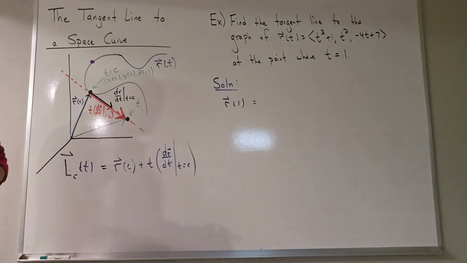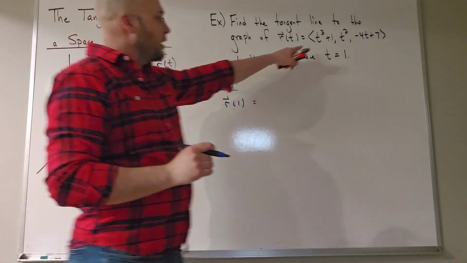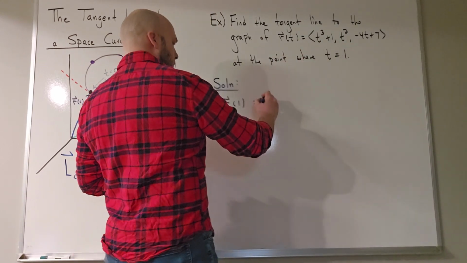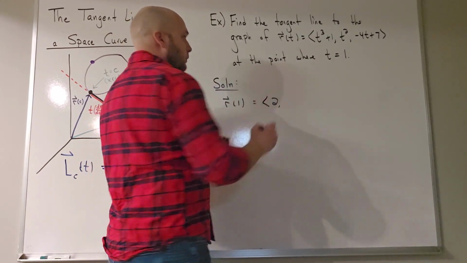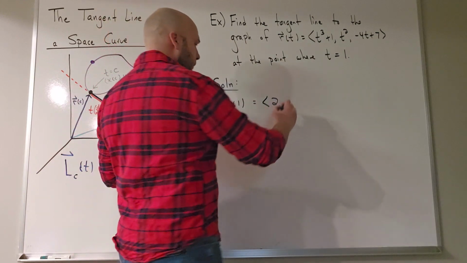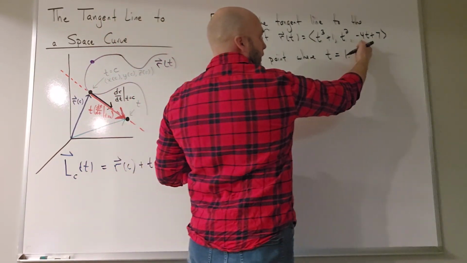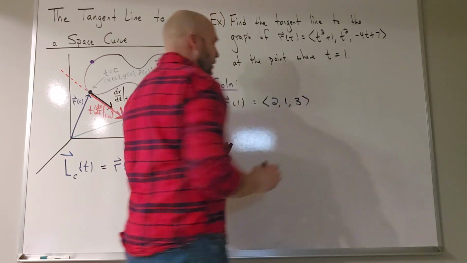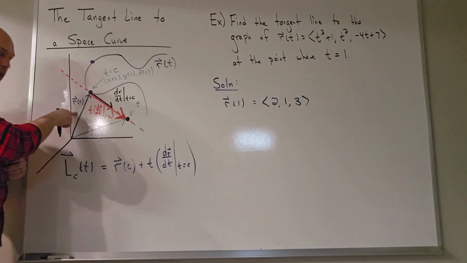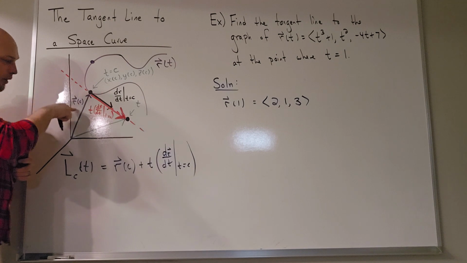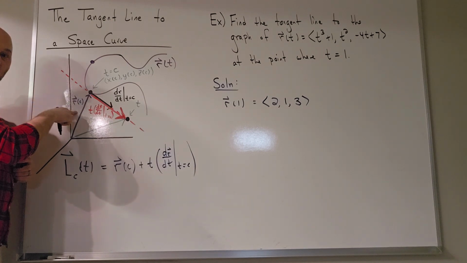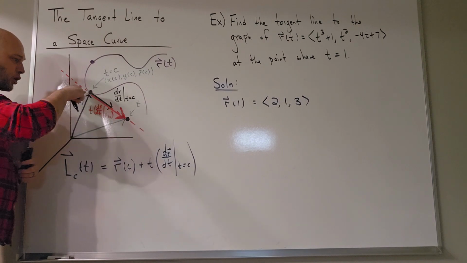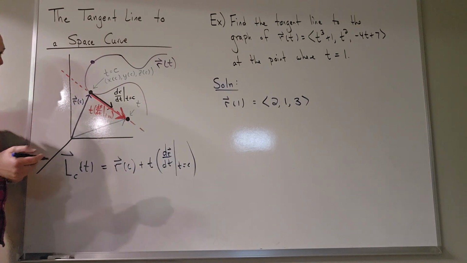r of 1, so I plug 1 in for t, so that would be 1 cubed plus 1, which is 2. 1 squared would be 1. Negative 4 plus 7 would be 3. So this initial blue vector over here in our diagram would be 2, 1, 3. So that would be this vector right here that starts at the origin and terminates at the point of tangency.